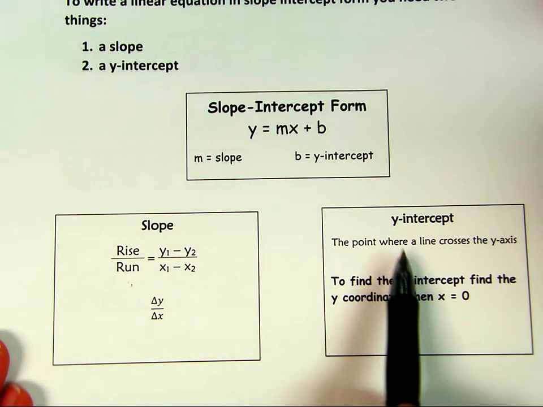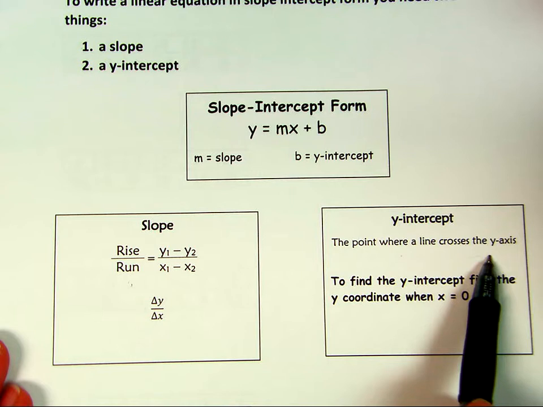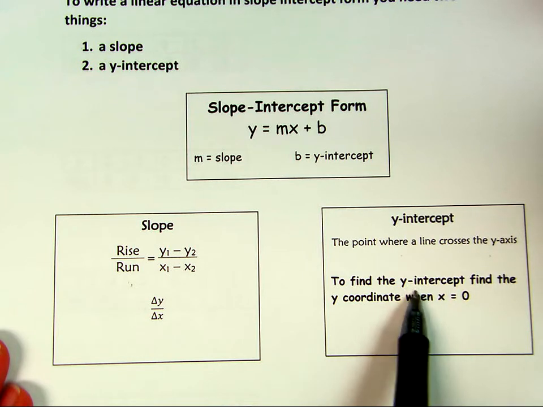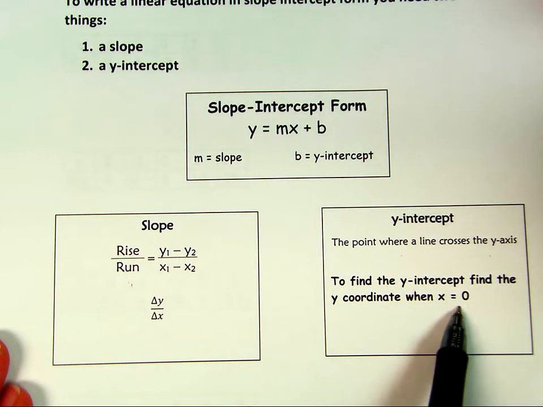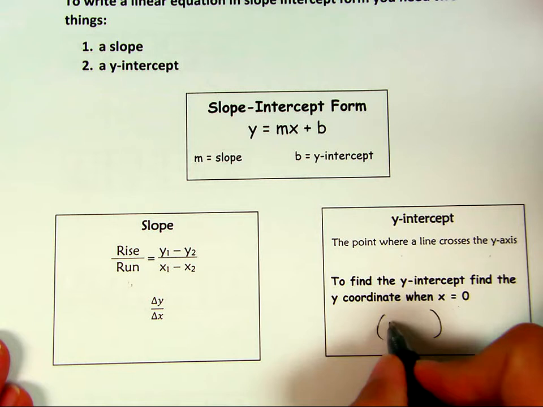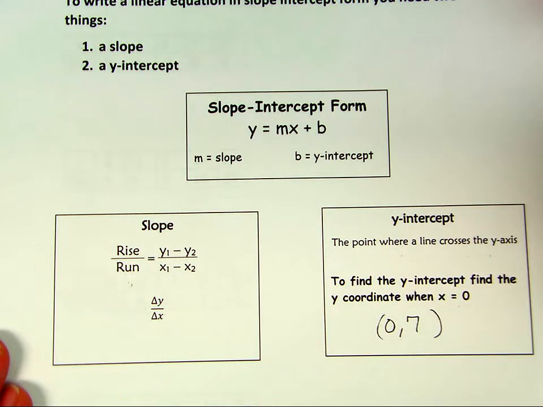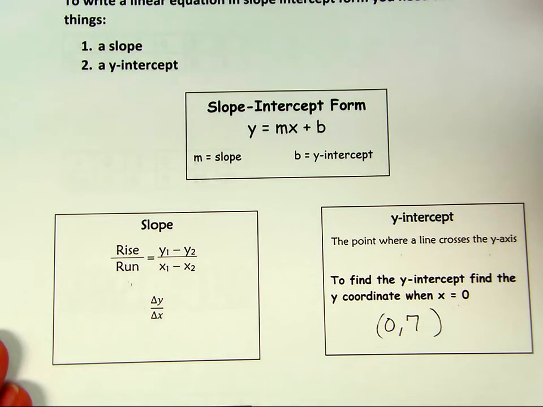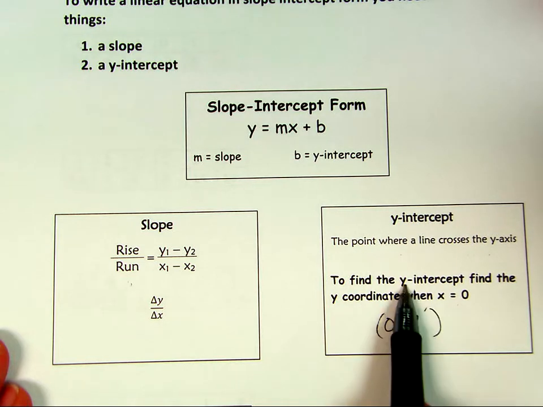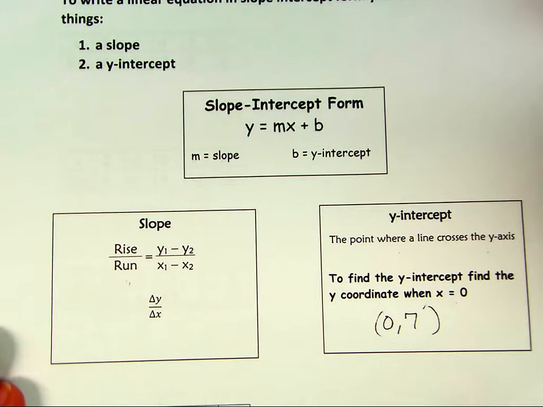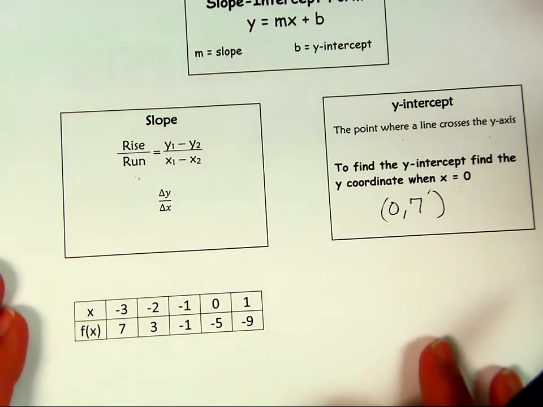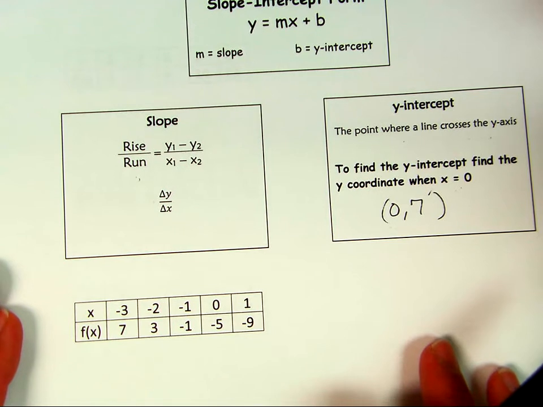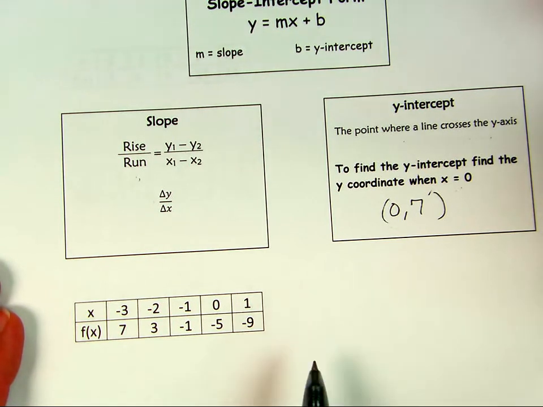The y-intercept is the point where the line crosses the y-axis, and it's always found when x is 0. So anytime you have a point where the x-coordinate is 0, for example 0, 7, that is your y-intercept. So that is the easiest thing to find first. So first we're going to talk about finding the y-intercept, and then we're going to talk about finding the slope. And these are on an easier level. Later when we talk more about equations, we'll get into them on a deeper level.